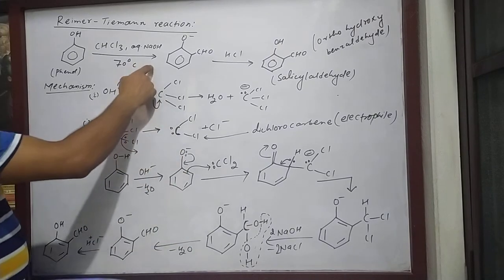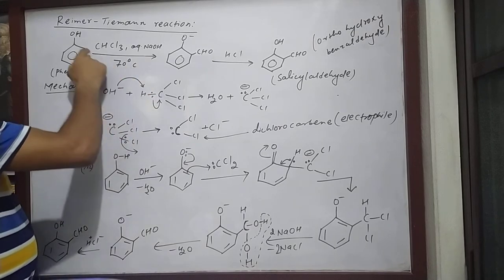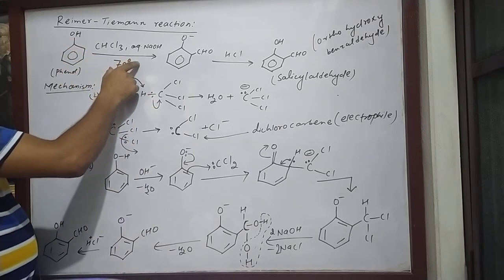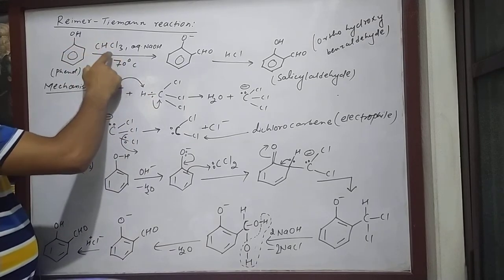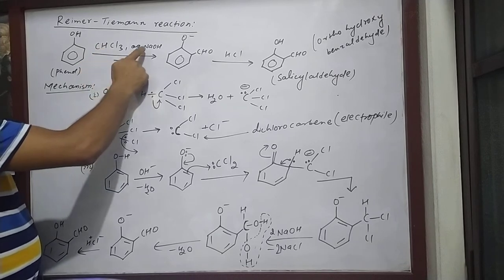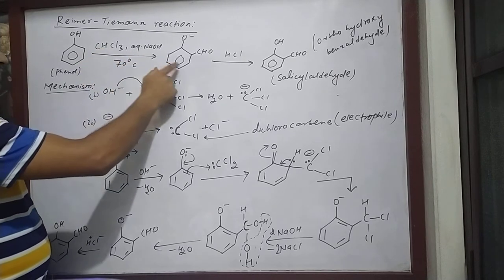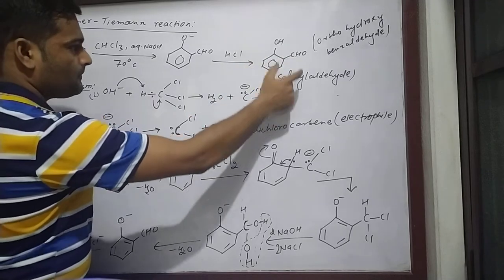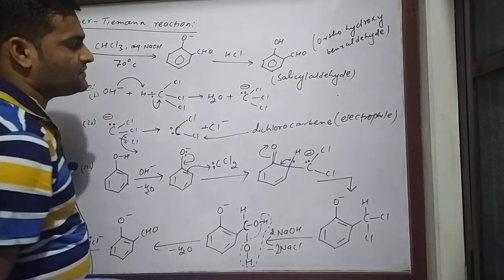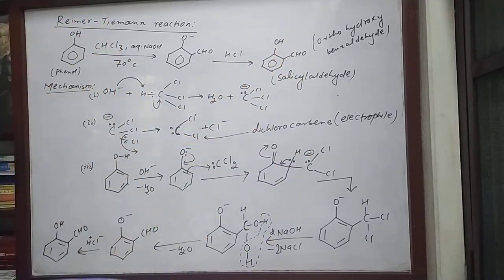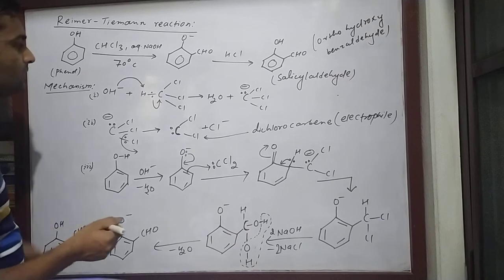And in the Reimer-Tiemann reaction, what actually happens? A phenol molecule, when heated at 70 degrees Celsius in the presence of chloroform and aqueous NaOH, followed by acidification, gives orthohydroxybenzaldehyde, and this reaction is called the Reimer-Tiemann reaction. And what is the mechanism behind this reaction?